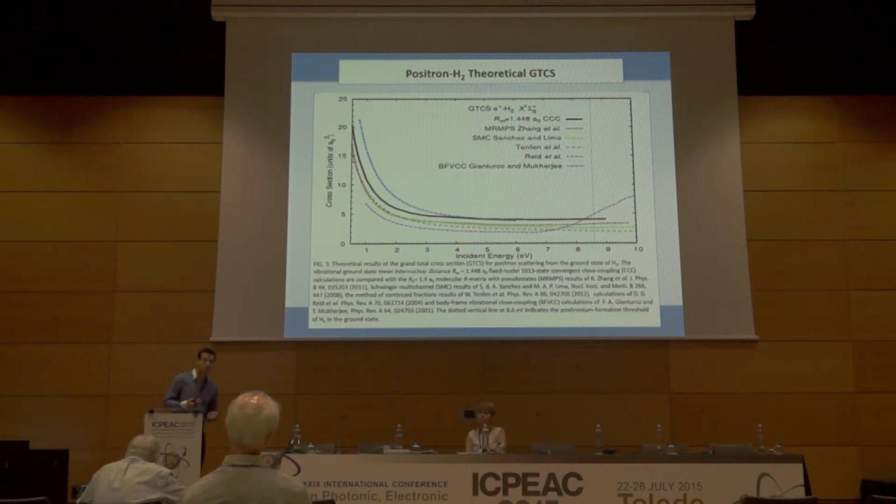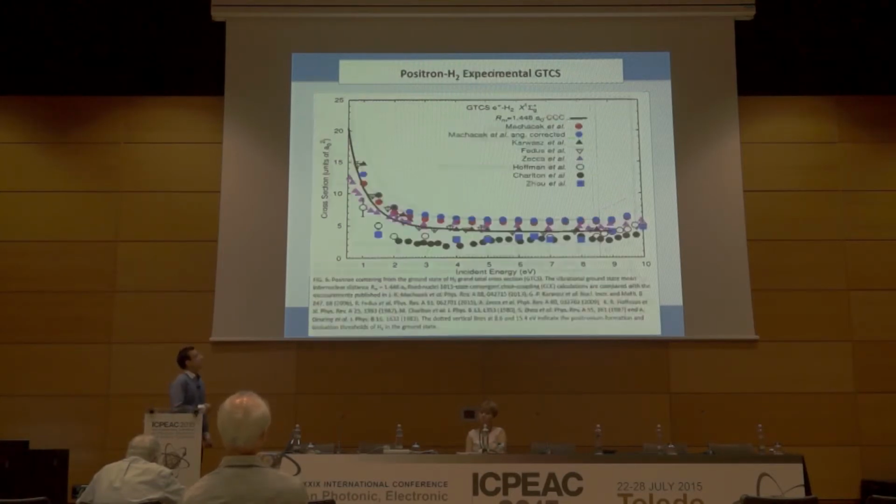And this comes from two things. One, they use the equilibrium internuclear distance, but they also perform a smaller close coupling calculation compared to ours, so they're not fully converged in their close coupling calculation. So taking our converged results and comparing with experiment, there's a whole range of experiments that vary quite significantly, so we can't agree with them all, unfortunately.